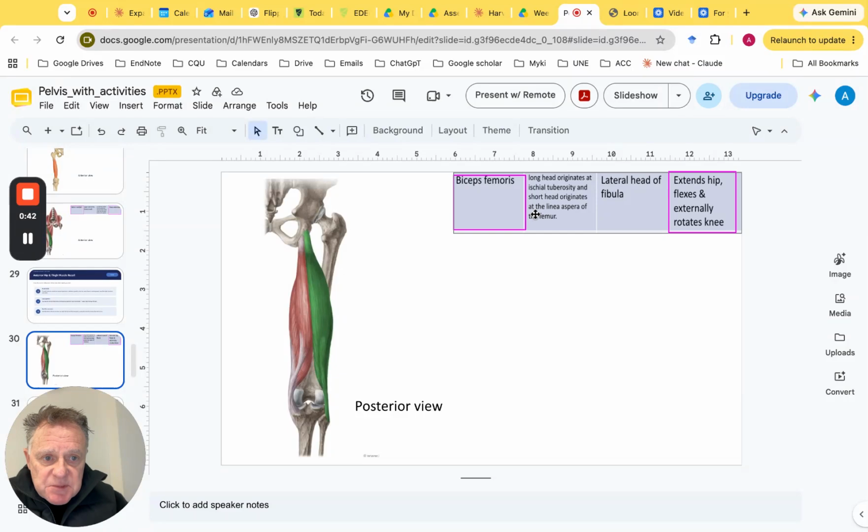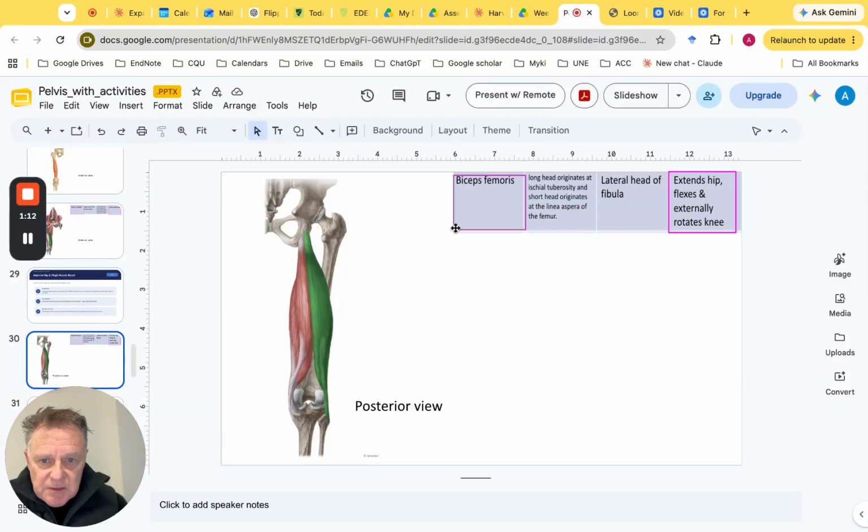So biceps femoris. The origin here is the ischial tuberosity, right? That's the posterior inferior aspect of the pelvis, often referred to as the sit bones or seat bones. The thing to notice about biceps femoris, and the reason it's called biceps is because there are two heads distally, is that it crosses both the hip joint and also the knee joint.